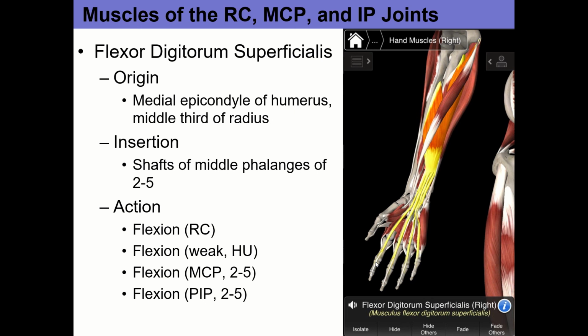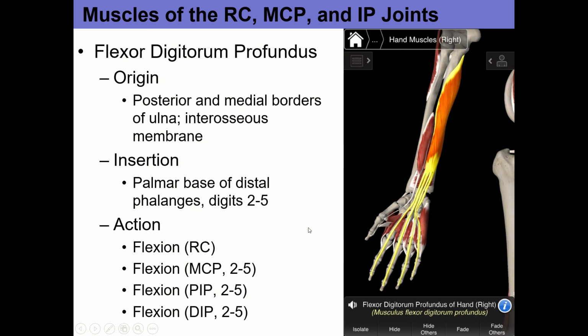So in terms of the actions here, flexor digitorum superficialis is a flexor at the radiocarpal joint. It's also, because it originates on the humerus, at least part of it does, a weak flexor at the humeroulnar joint, and then it's a flexor at the MCP (metacarpophalangeal) and PIP (proximal interphalangeal) joints of digits 2 through 5, which makes it a little bit different from its colleague, I guess is a word for that, which is flexor digitorum profundus.